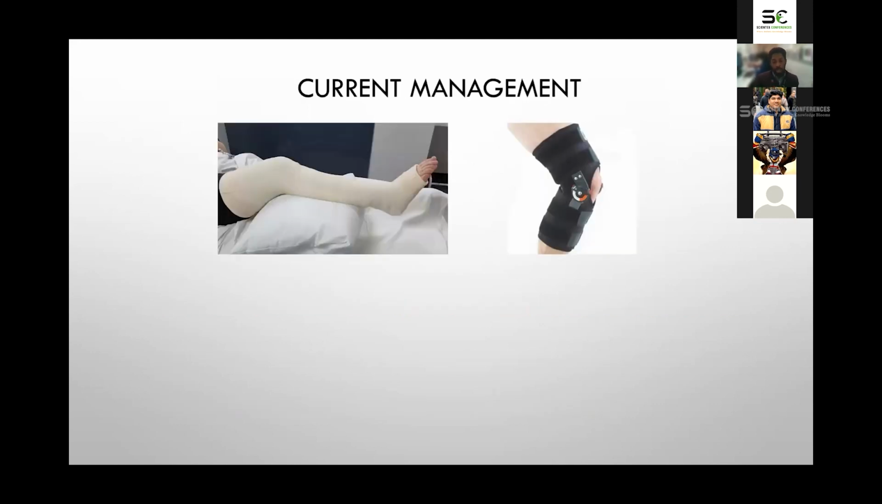So current management includes non-operative treatment in the way of above knee plaster casts or braces and splints. These are for fractures that are minimally displaced or stable in their configuration. This negates the risk associated with surgery. However, it would require prolonged joint immobilization and high levels of patient compliance to achieve a good outcome. And considering our second peak of the bimodal distribution, it may not always be possible in this patient cohort.